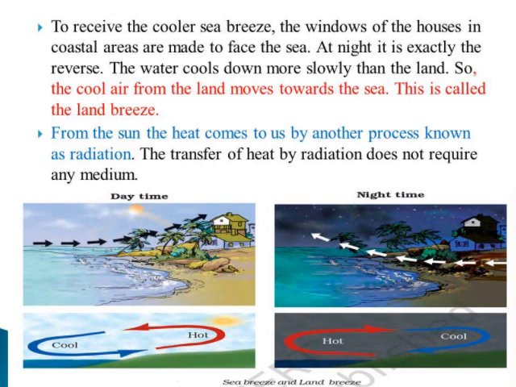At night, it is exactly the reverse. The water cools down more slowly than the land. So the cool air from the land moves towards the sea. This is called land breeze. From the sun, the heat comes to us by another process known as radiation. The transfer of heat by radiation does not require any medium.